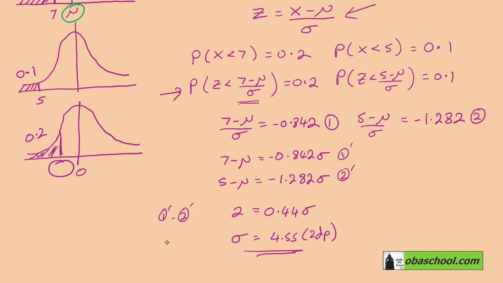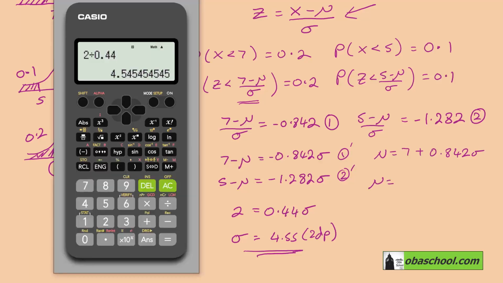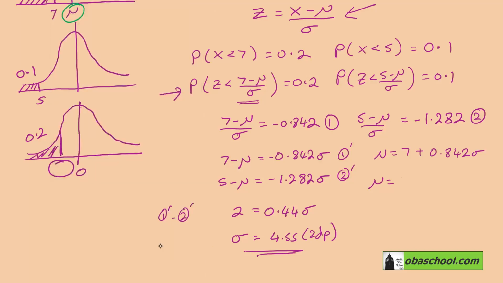And then to find mu, all I need to do is substitute back in. So from here, I can say mu is equal to 7 plus 0.842 sigma. So mu is going to be 7 plus 0.842 times the previous value, which is 10.83, correct to 2 dp.